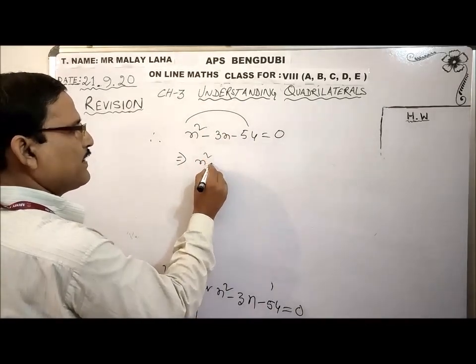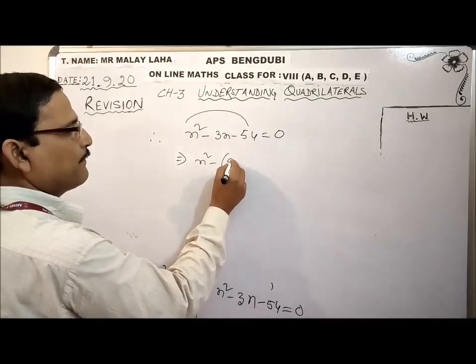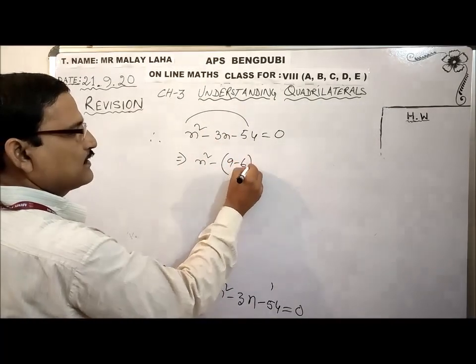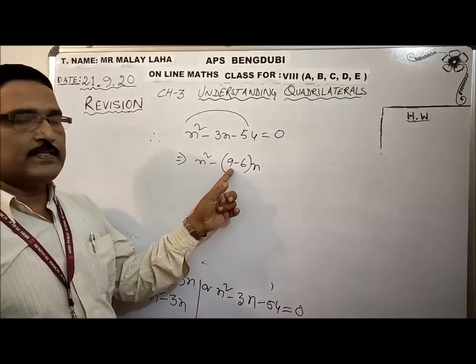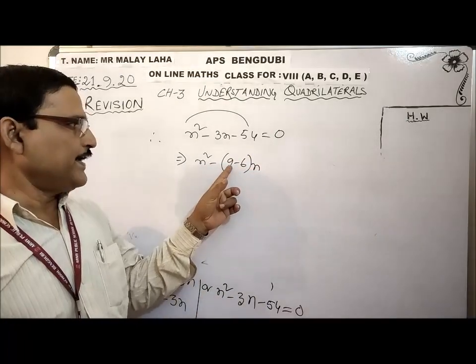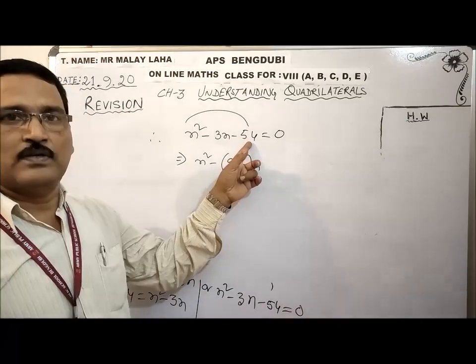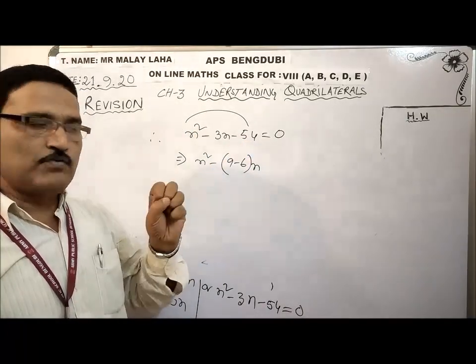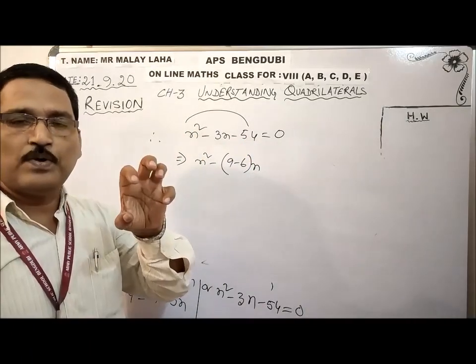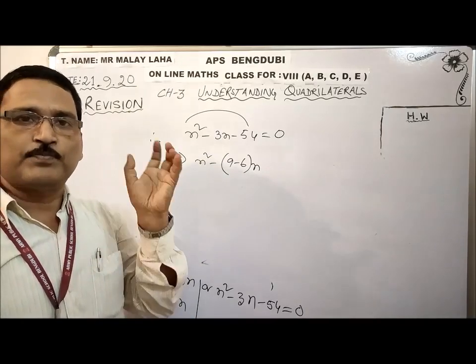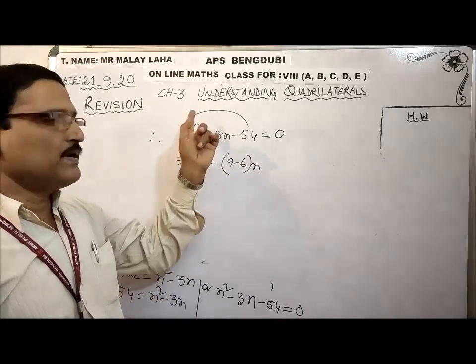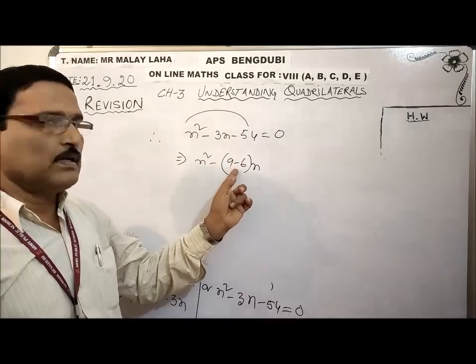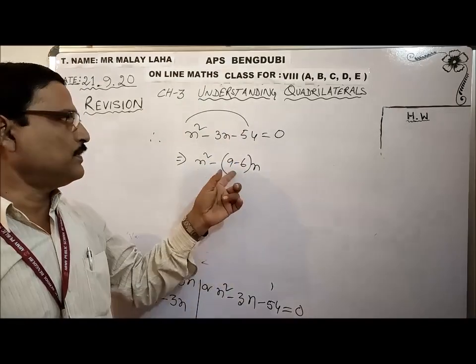So how will you get n square minus 3n? 9 minus 6, and 9 minus 6 is 3. And 9 into 6 is 54. Product: we have to break down the middle term into two numbers in such a way that their product is the first term times the last term, and their plus or minus gives the middle term.